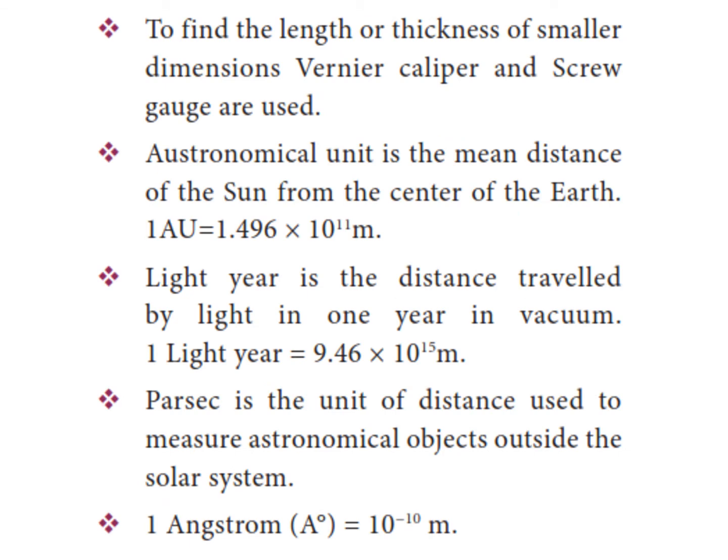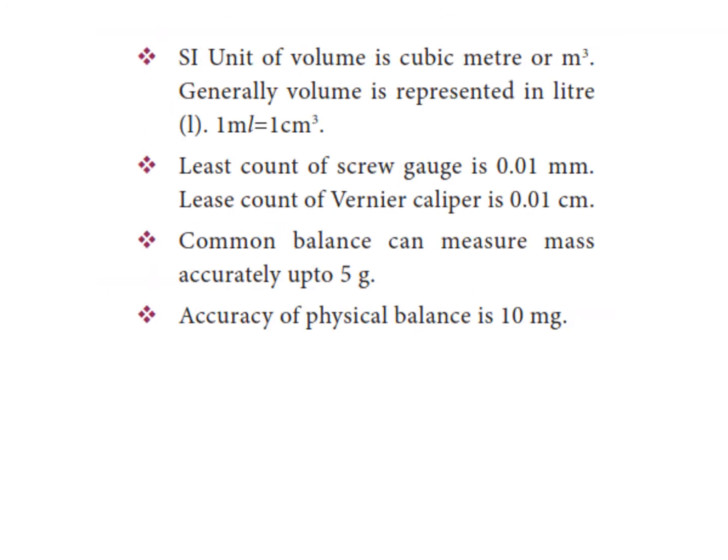To find the length or thickness of smaller dimension, vernier caliper and screw gauge are used. Astronomical unit is the mean distance of the Sun from the center of the Earth. 1 AU is equal to 1.496 into 10 power 11 meters. Light year is the distance travelled by light in 1 year in vacuum. 1 light year is equal to 9.46 into 10 power 15 meters. Parsec is the unit of distance used to measure astronomical objects outside the solar system. 1 Angstrom is equal to 10 power minus 10 meter.